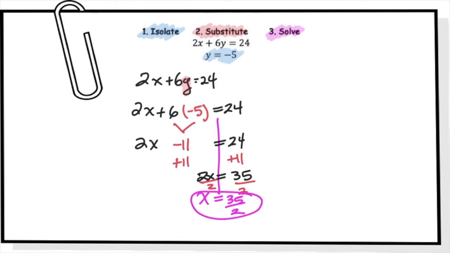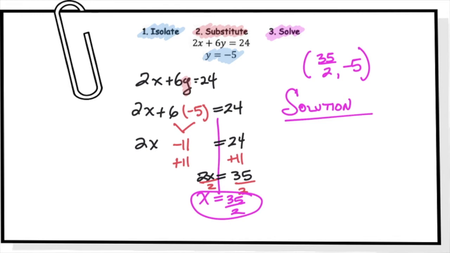So remember, every single system has a solution that is x comma y. So in this case, my x is 54 over 2, and my y is -5. This will be my solution. Remember, this is my x, this is my y. I was given that from the beginning. So here together is my solution.